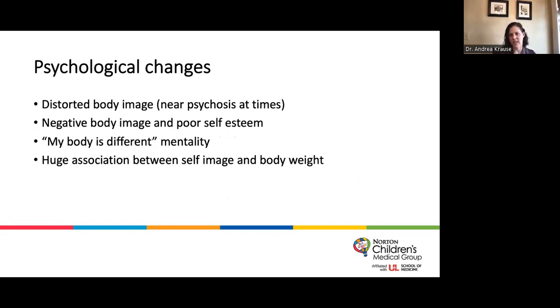And that goes back to the egosyntonic illness. They don't see that. And in fact, a lot of times if you ask someone who's struggling with an eating disorder, they kind of have this belief that, well, I think my body is different. This isn't going to happen to me. I'm not going to die from this.